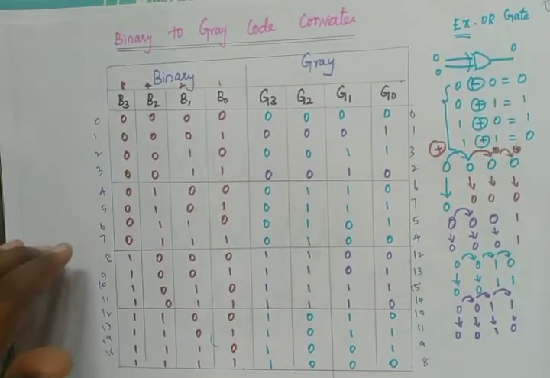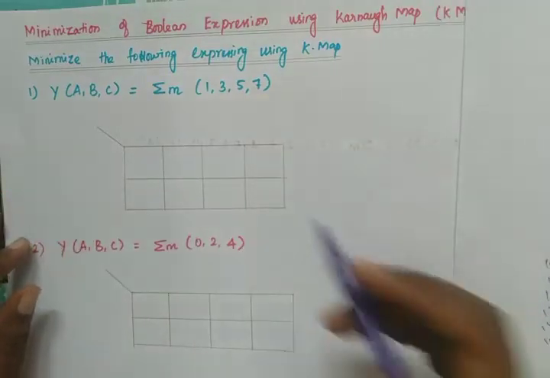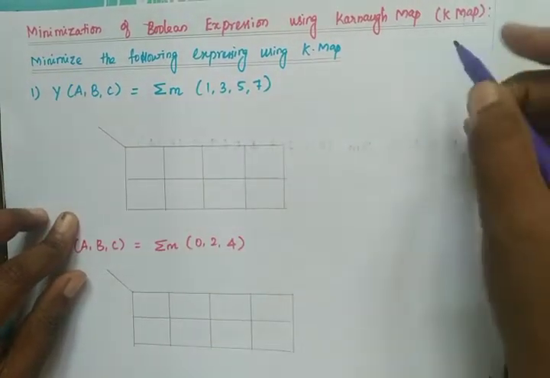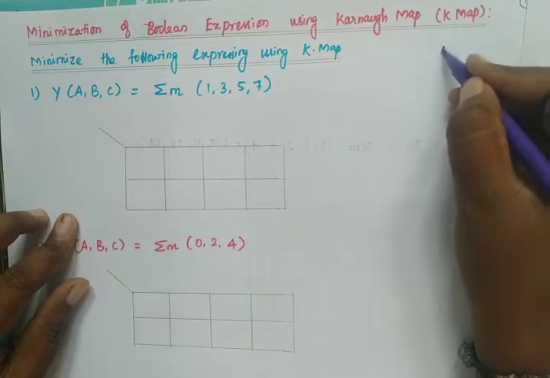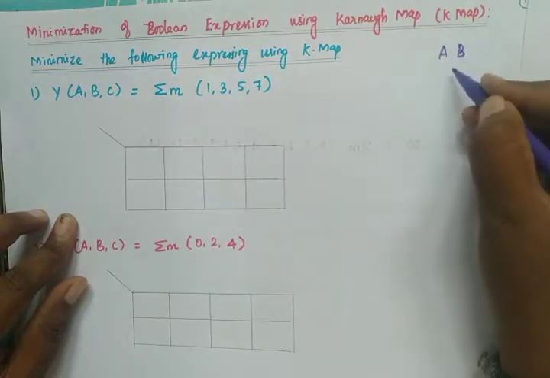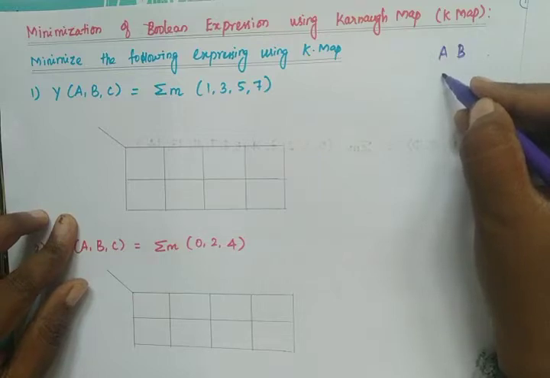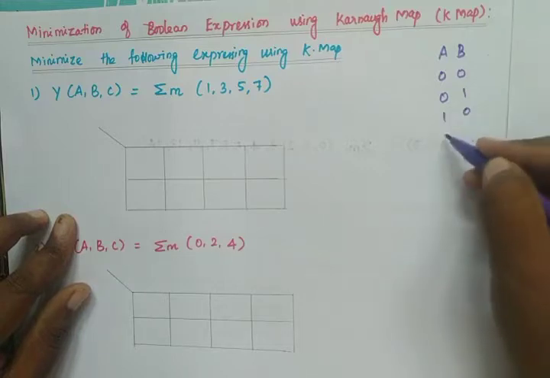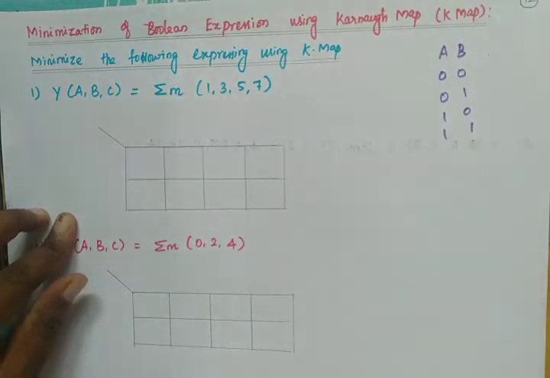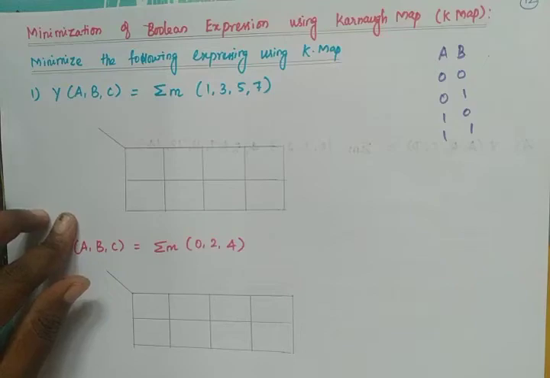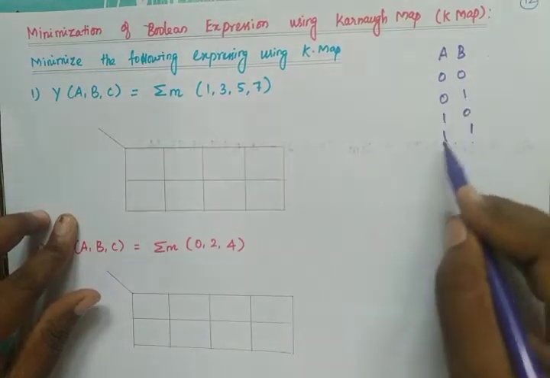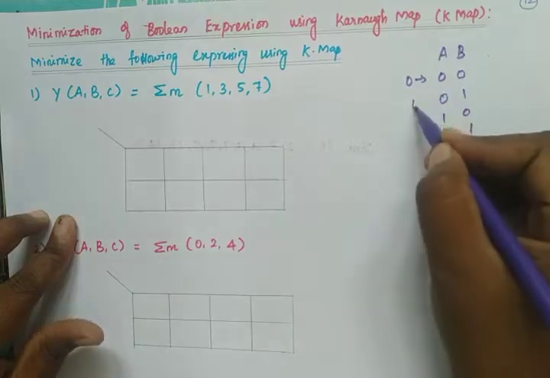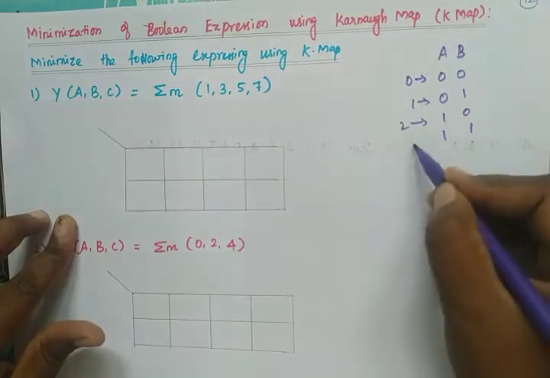Now let us go to the minimization using Karnaugh map. Before going to the minimization using Karnaugh map, you must know the grouping rules. If we have only two variables, let us consider A, B. The possible combinations are 00, 01, 10, 11, and the equivalent decimals are 0, 1, 2 and 3.